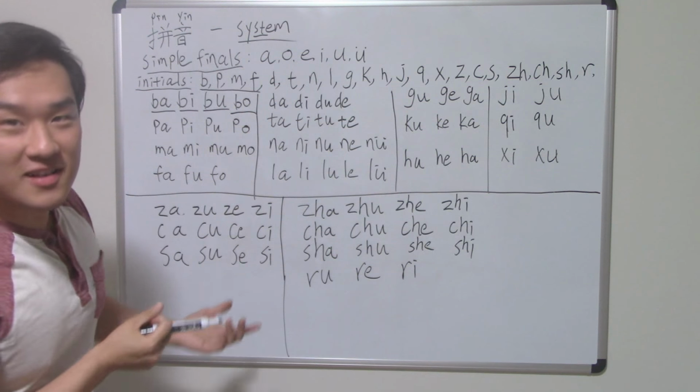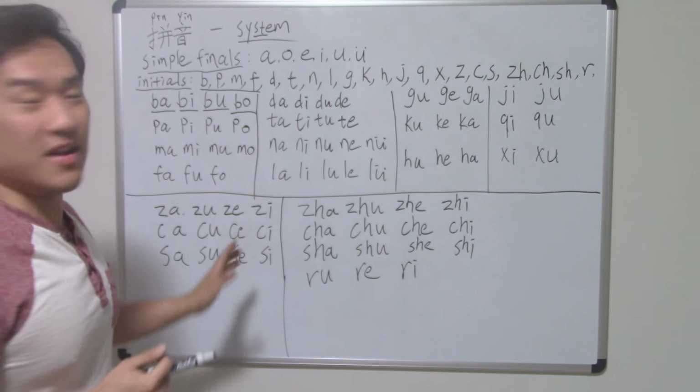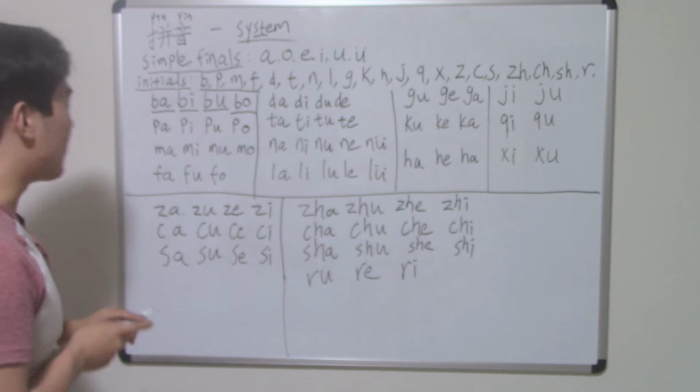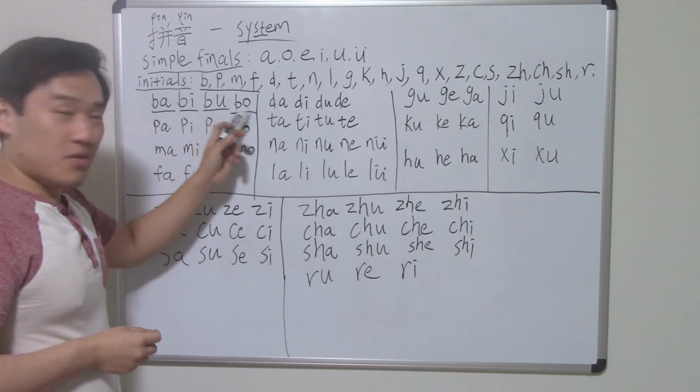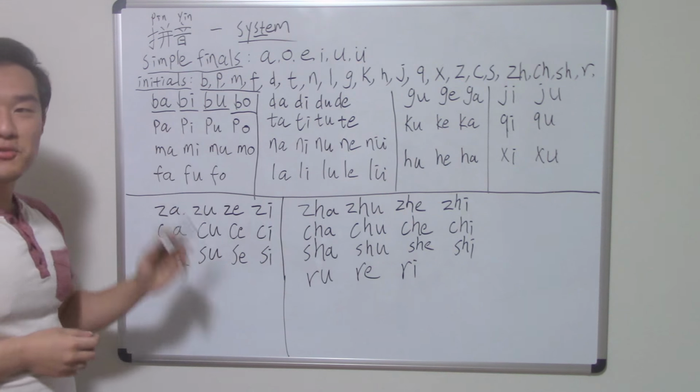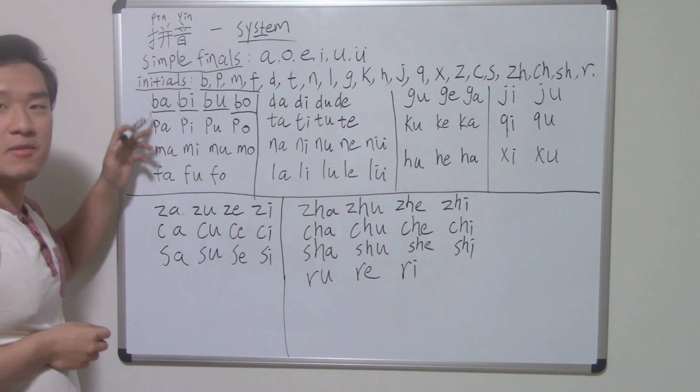Like it's actually pretty easy. Like that's not the hard part. Like be able to say that, right? So ba, bi, bu, bo. Now let's move to the next one here. Instead of saying b, we say p.